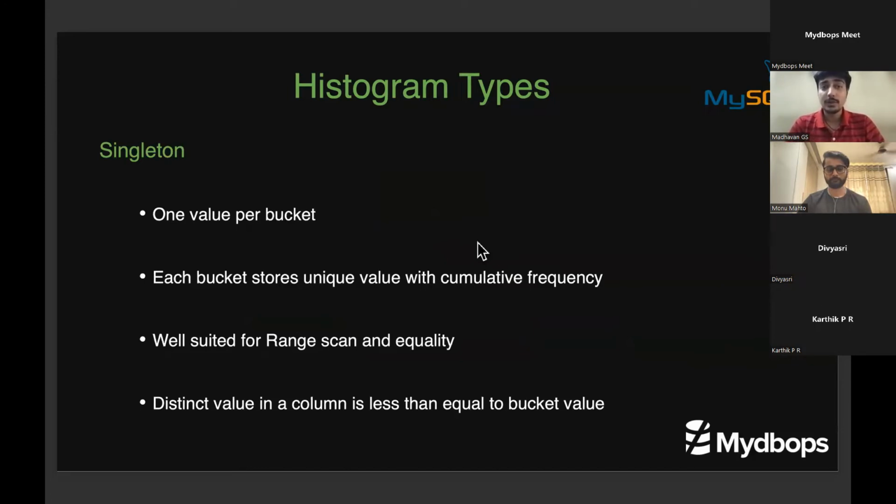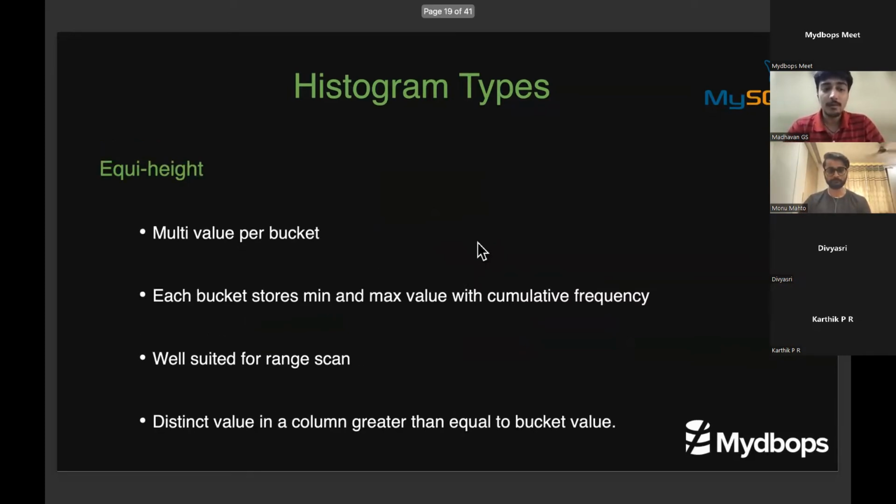And the values will be stored in the histogram stats, right? It will be unique for each bucket. When it comes to equi-height, it will store multiple values in a bucket, and it doesn't share the values across buckets. The one-value bucket will be unique, and it will not get shared with the other buckets. It will store the min and max for each bucket to show the interval.